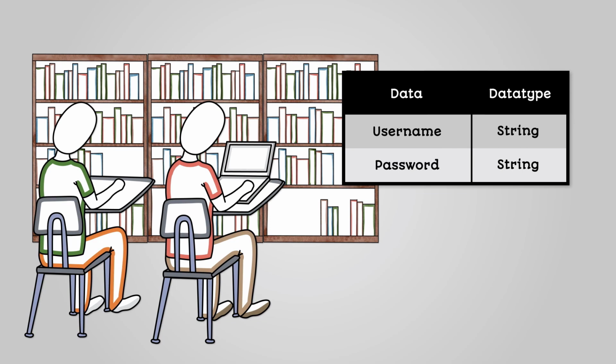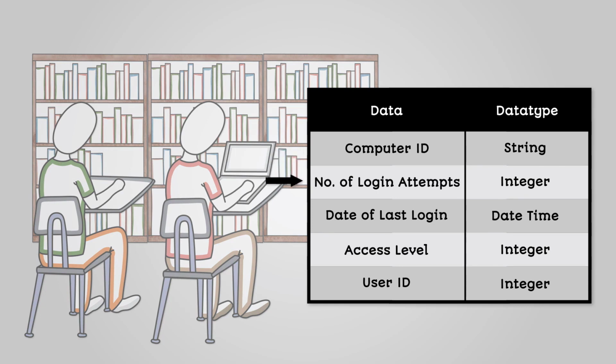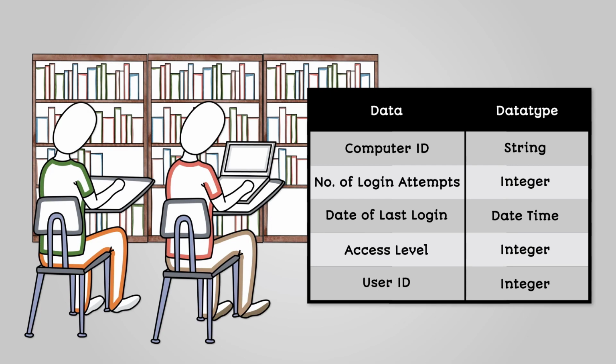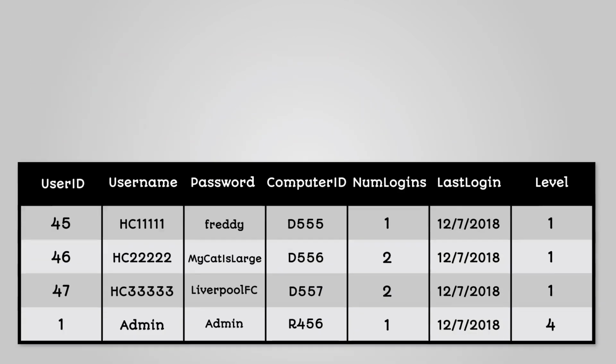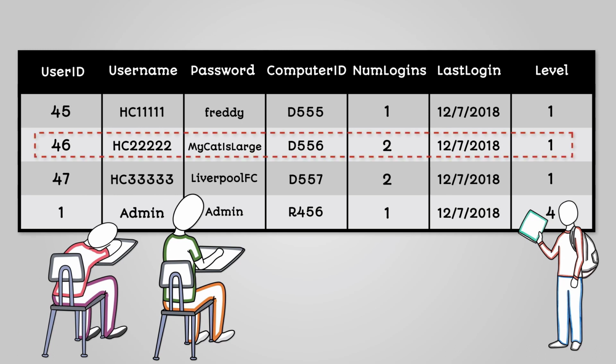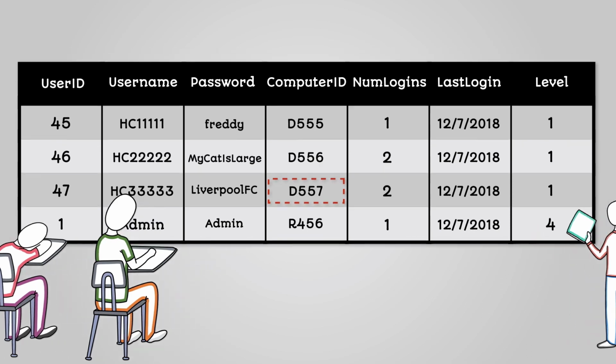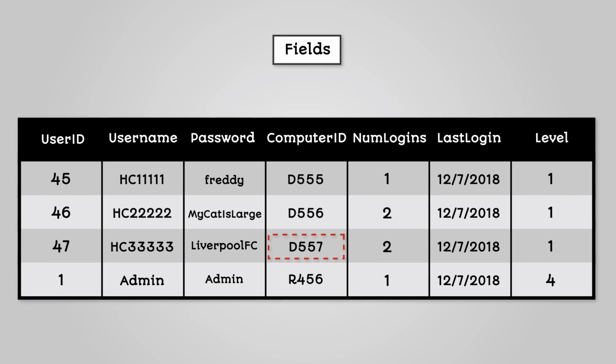But behind the scenes, every time you log in, you may also want to record the computer ID you logged in on, the number of login attempts you made, the date of your last login, your access level, and your user ID. All this information would be stored as a collection of records for each login at your school or college and may look like the information in this table. Every record is in essence a row in the table and represents an individual piece of data about a user logging into the network. Individual items within a record are called fields and are the same as elements in a 2D array.